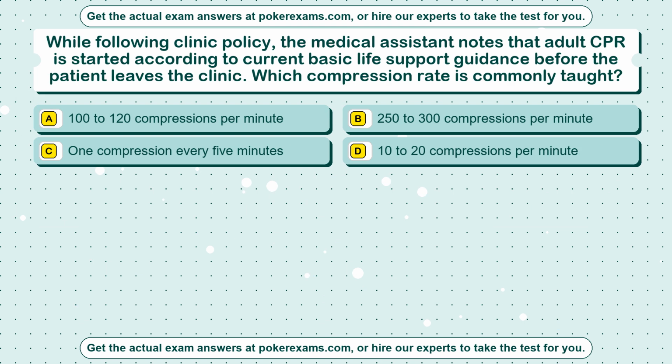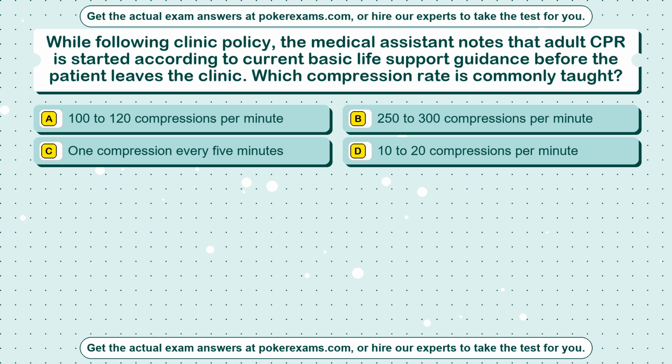Question 35. While following clinic policy, the medical assistant notes that adult CPR is started according to current basic life support guidance before the patient leaves the clinic. Which compression rate is commonly taught? Option A, 100 to 120 compressions per minute. Option B, 250 to 300 compressions per minute. Option C, 1 compression every 5 minutes.